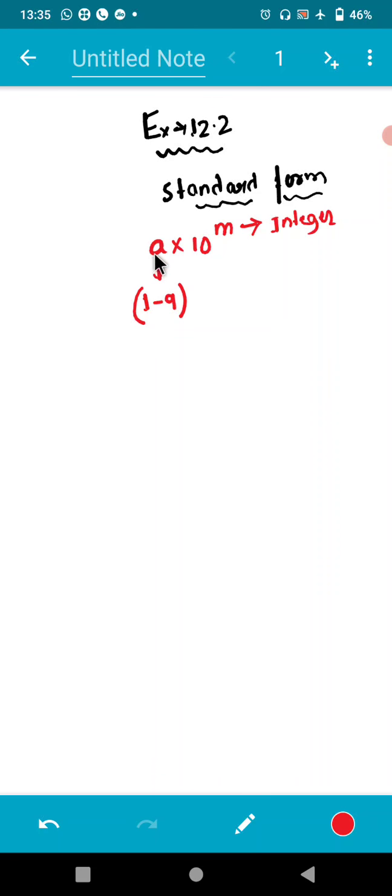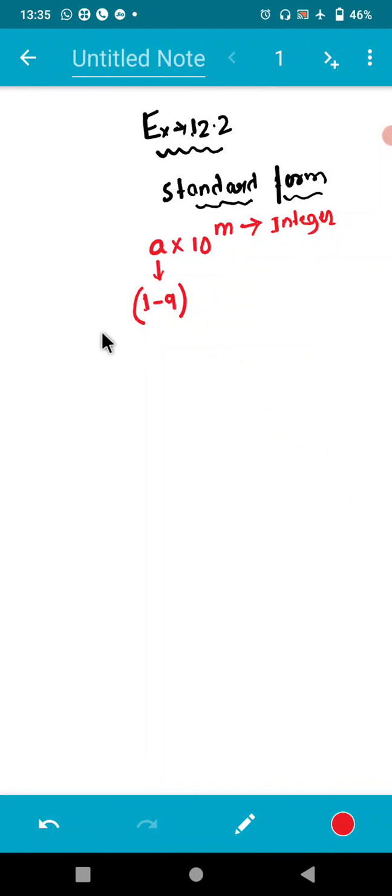That means the value of a could be in decimals, it doesn't matter that it has to be a whole number or a natural number, but if it is in decimal form also, then the total value should not exceed 9 and should not go below 1. That means it should be in between 1 and 9, or it could be 9 or it could be 1 also, no problem with that. So this is the first thing that we have to keep in our mind.